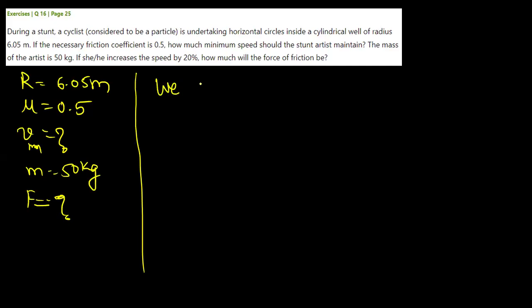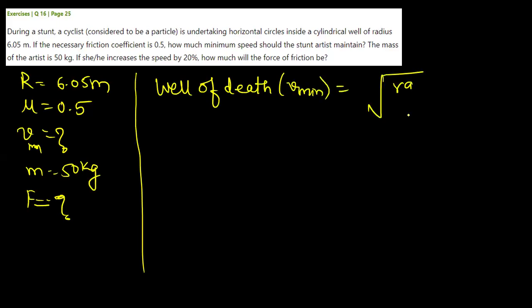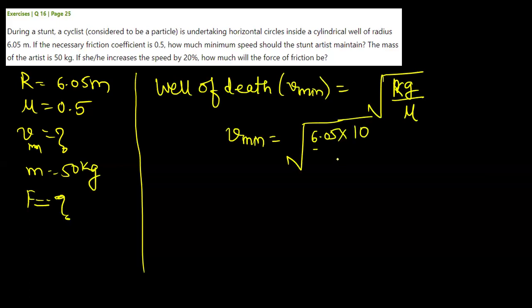So we know that well of death में minimum velocity is equal to root rg upon mu. This is the formula. ठीक है, root rg upon mu. So r is given to 6.05. So v minimum will be equal to root of 6.05 into g value. They have not given, take 10, divided by 0.5. Okay. So when you solve this, you get the value for this particular case. That will be nearly 11 meter per second.